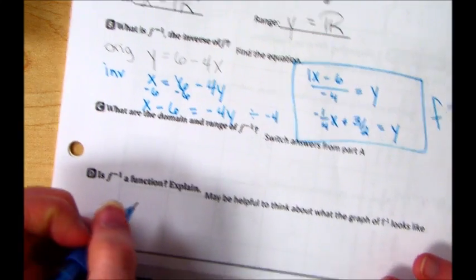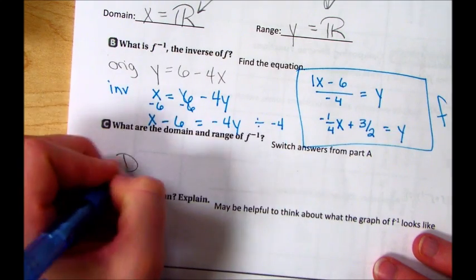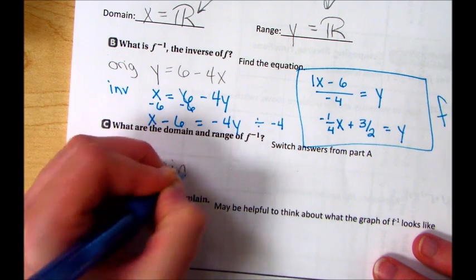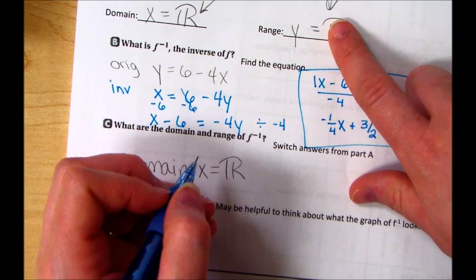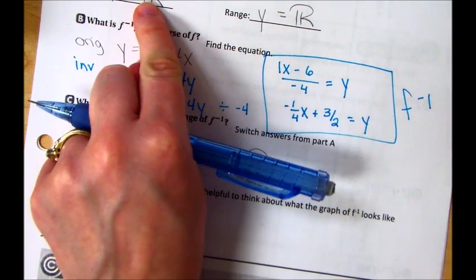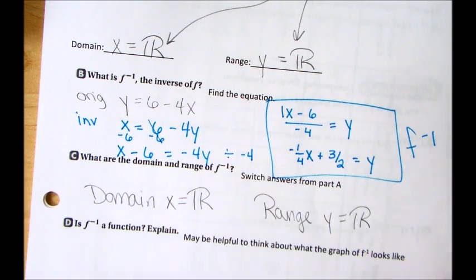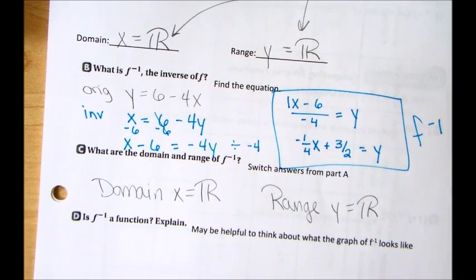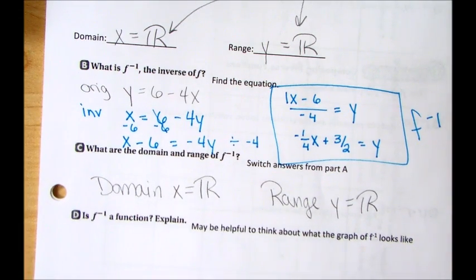Okay, domain and range of the inverse. So you really just switch these properties. So the domain, remember domain are x values, it's just all real numbers because that's what the y value was. And the range is all real numbers. Y equals all real numbers. Because it just switched the properties from up here. It just so happens that they're the same.